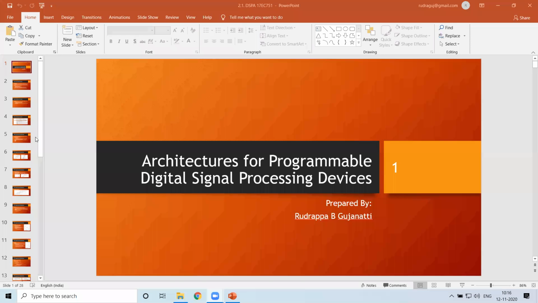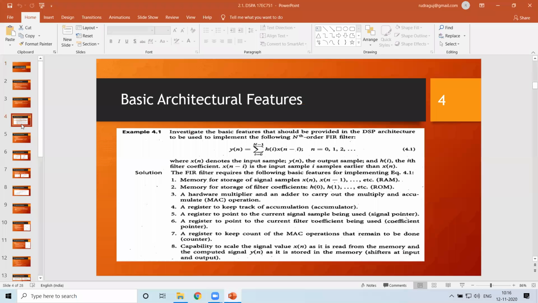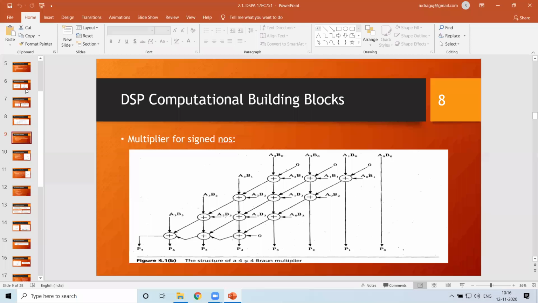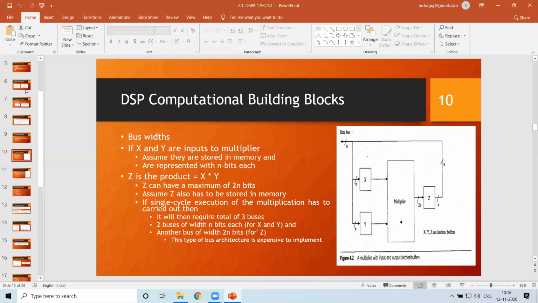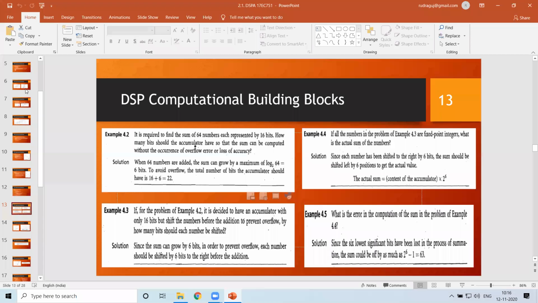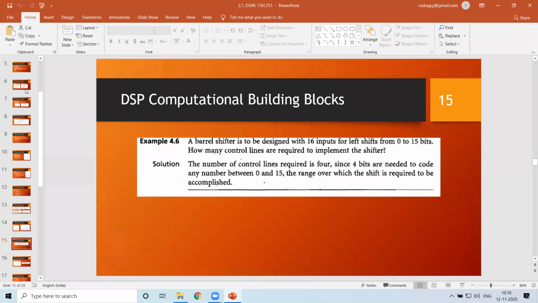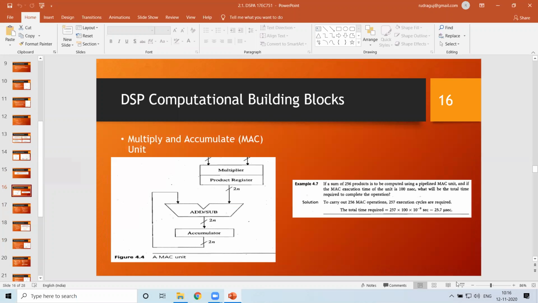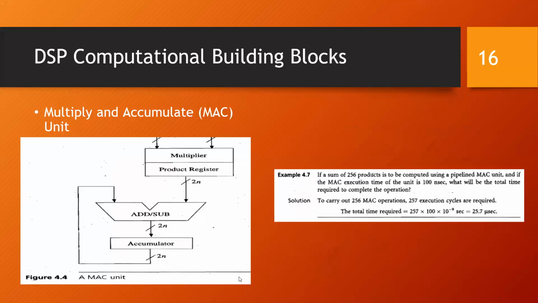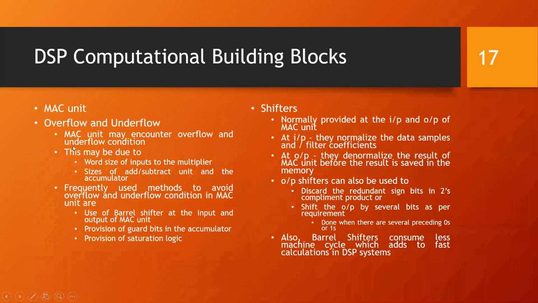In the previous session, we started off with architectures of programmable digital signal processing devices, in which we discussed a few of the architectural features. We discussed the multiplier, then the bus widths which we have to utilize. Then we came across shifters, and in that we discussed barrel shifters. And in the previous class, we started off with the MAC unit, the multiply and accumulate unit. Based on that, there are a few other concepts we have to go through.